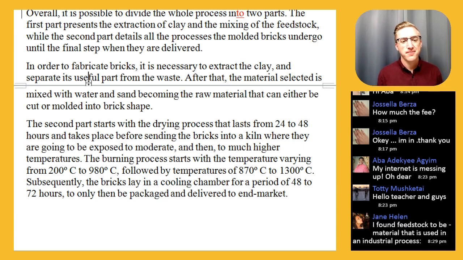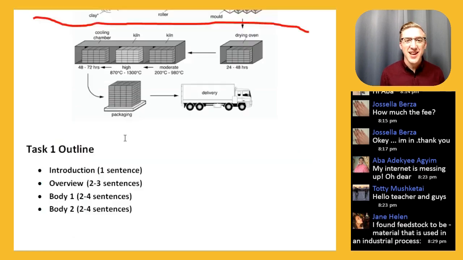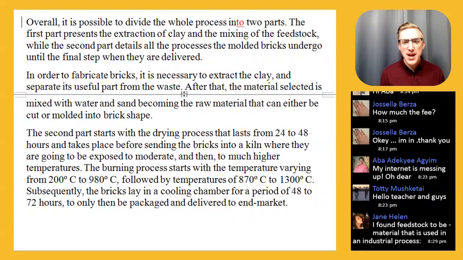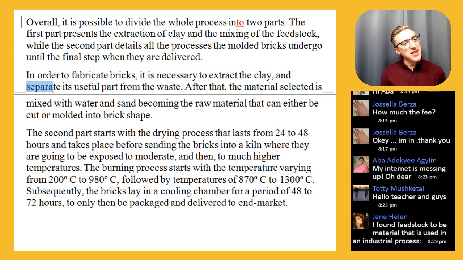"In order to fabricate bricks, it is necessary to extract the clay and separate its useful part from the waste." Yeah, okay, I could see that. Yep, that's fine. It looks like that's the purpose of the grid. You didn't mention the grid here, right? I think you should. Otherwise the reader's like, is that probably what the grid is for? But it doesn't really say that directly in the diagram, so I would add the word grid here to make it more clear to the reader.